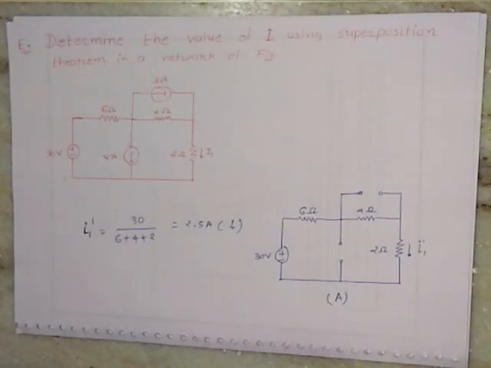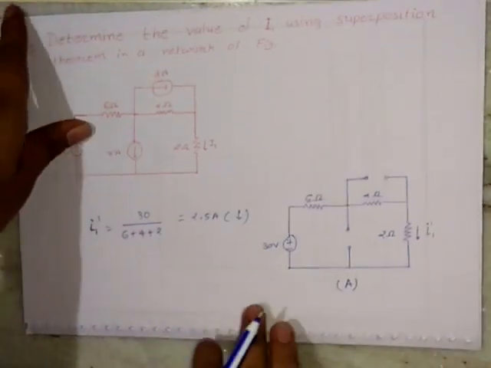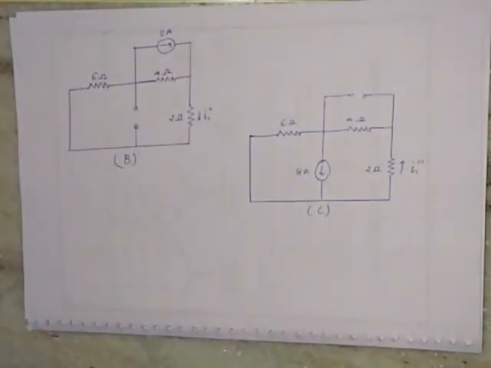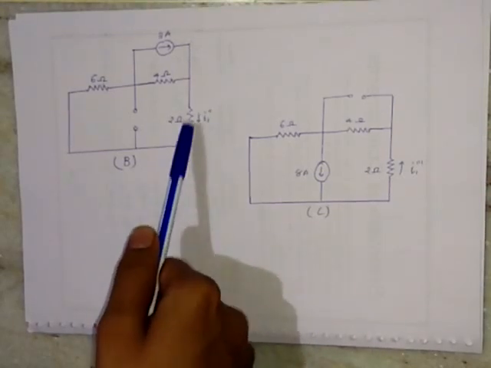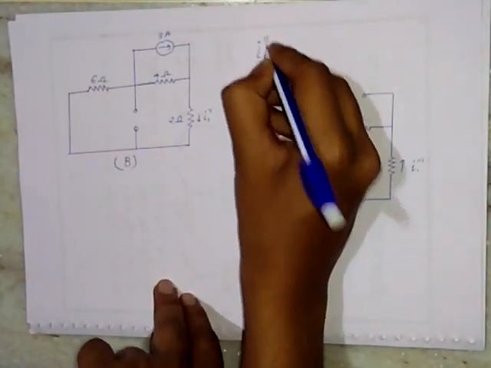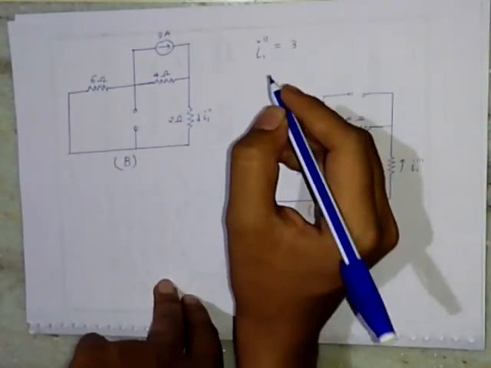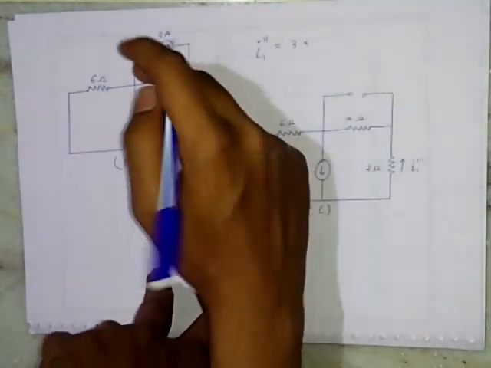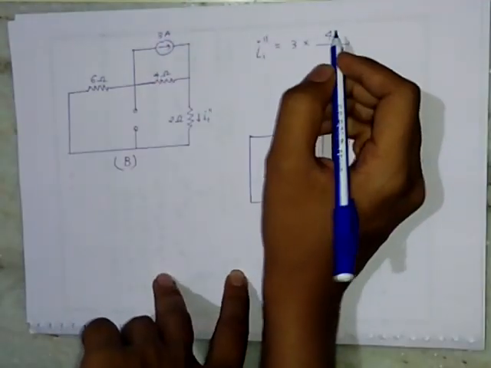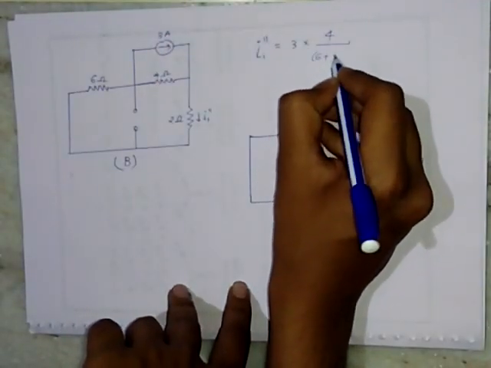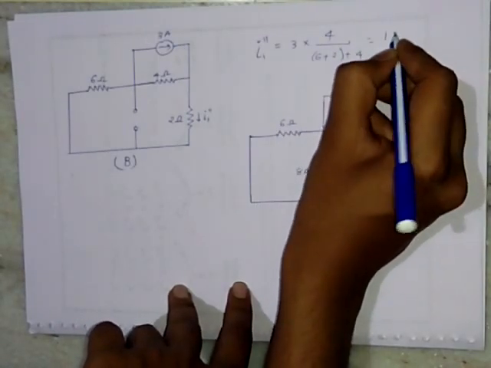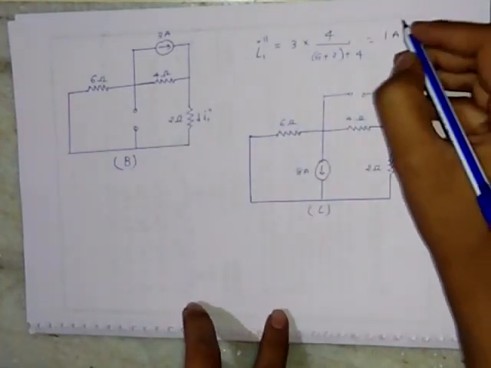Now we take another source, that is 3 ampere. Now using the 3 ampere source, we will find the current through the 2 ohm resistor. The current will be given by I1 double dash, which will be equal to 3, that is the independent current source, multiplied by 4, that is the resistance parallel across the current source, divided by 6 plus 2 plus 4, that is the total resistance, which will be equal to 1 ampere, in the downward direction.